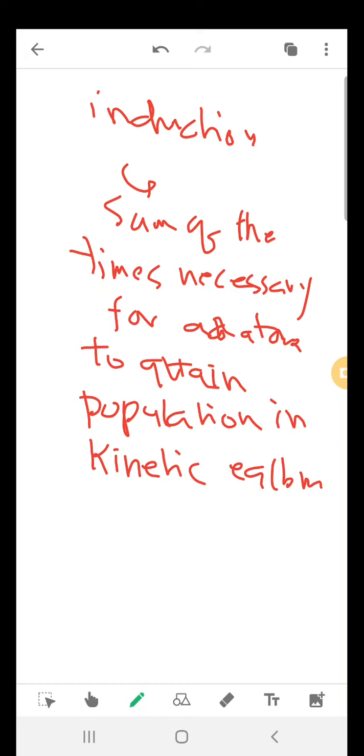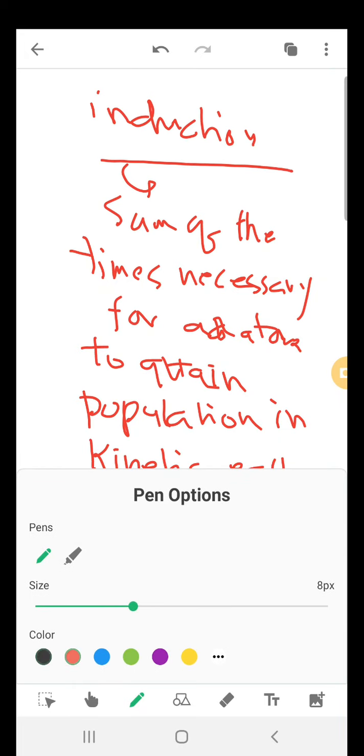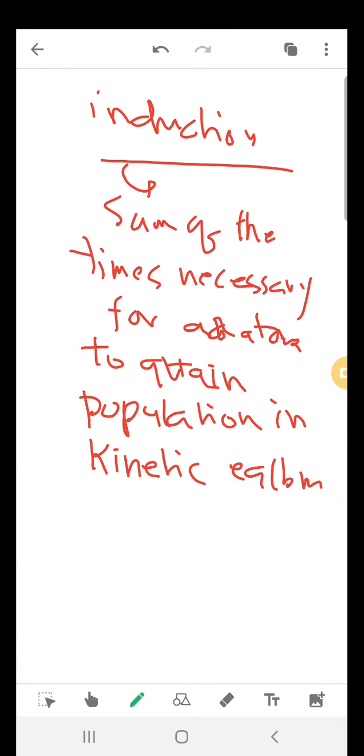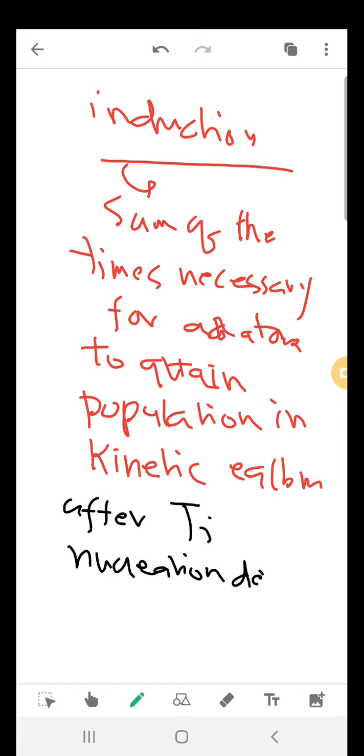Now, after this induction period, which we call T I, is over, the nucleation density increases rapidly. It will increase at a very high rate towards saturation.